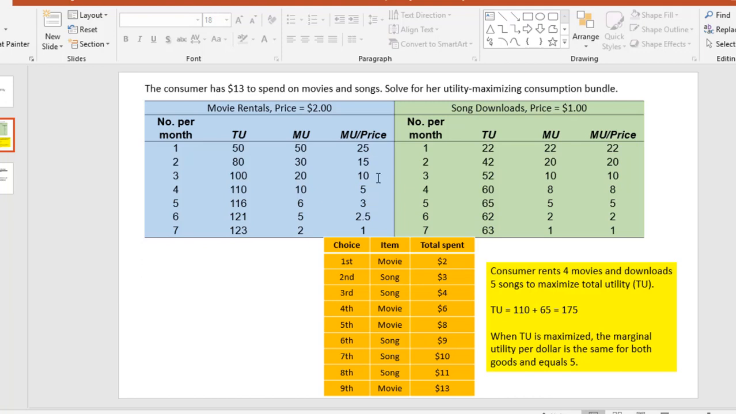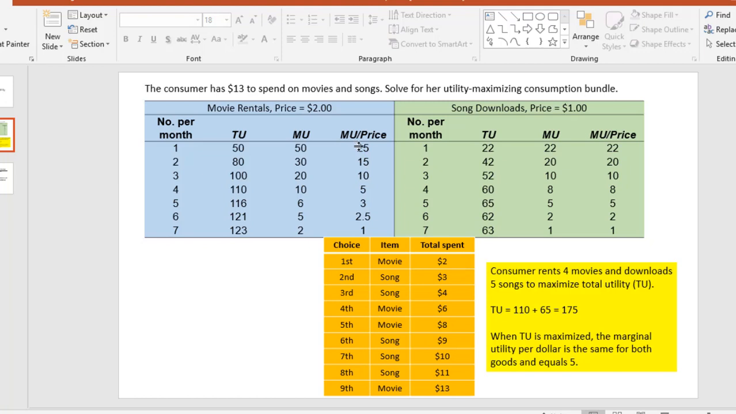So the first thing this consumer should buy is the thing that gives the most utility per dollar, and that would be a movie rental. For movie rentals, you get 25 additional units of satisfaction per dollar spent, compared to the first song, which would only give you 22 units of additional satisfaction per dollar spent. So the first thing that this person should get is a movie, and that's what I have down here. The first choice is a movie, and the consumer spent $2.